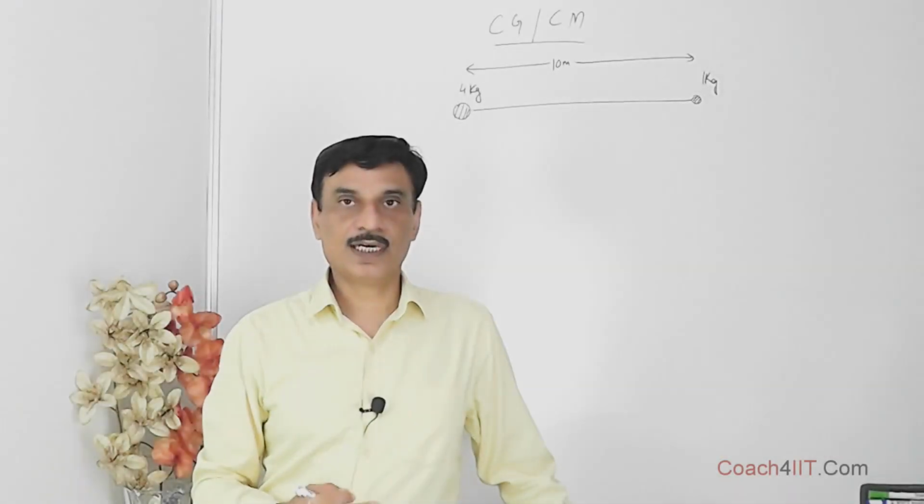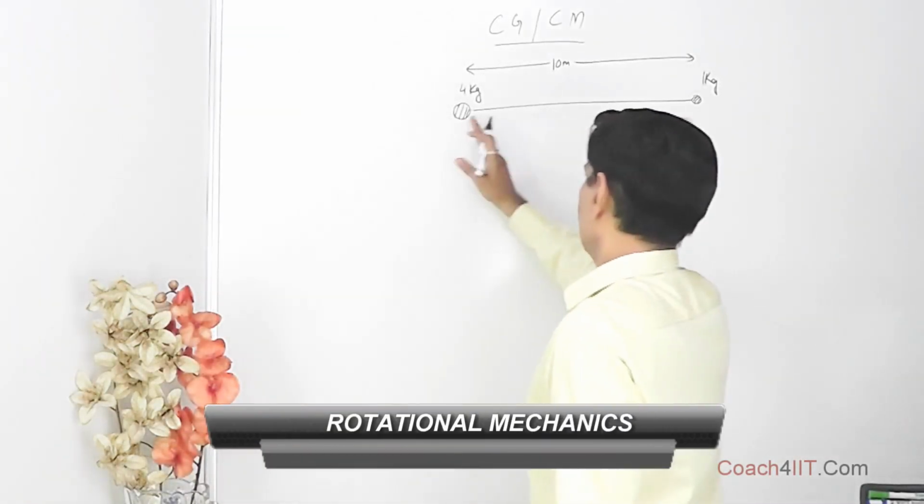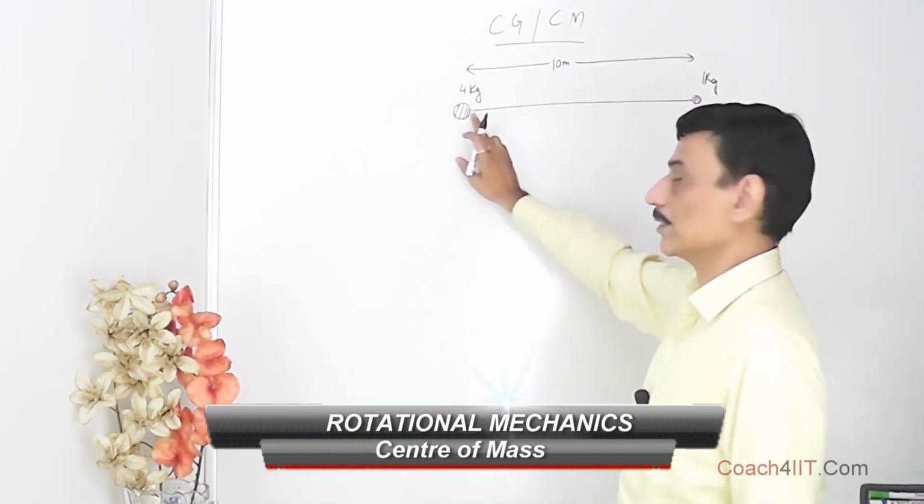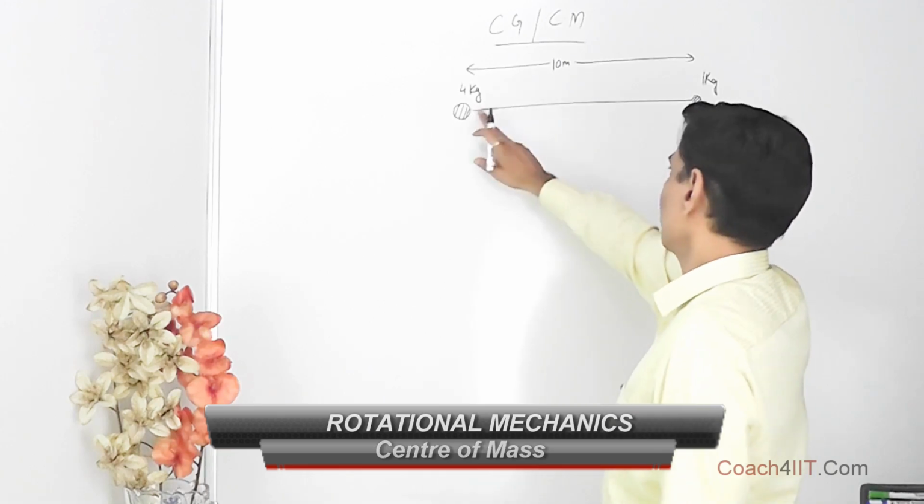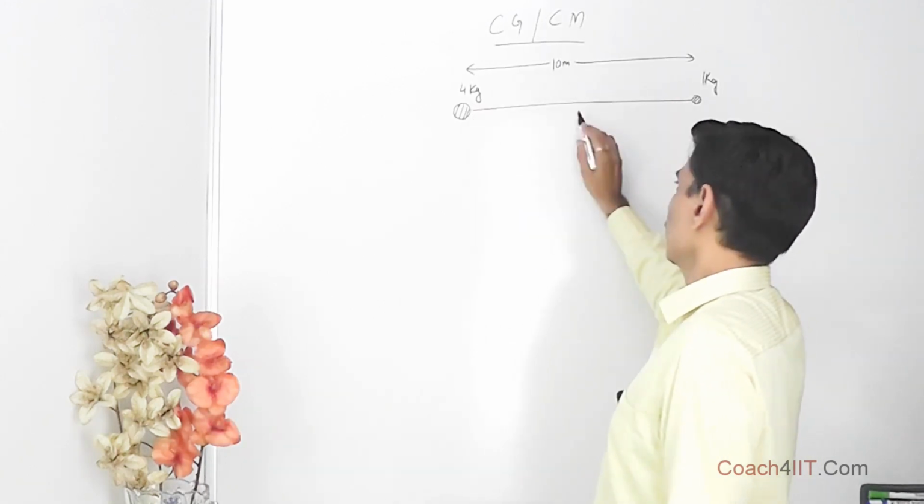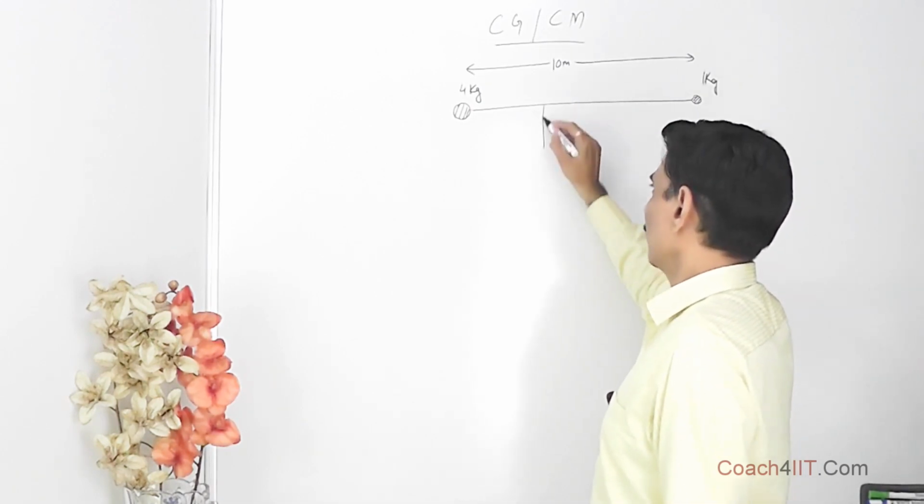Let's proceed further and find the center of gravity if one of the masses is 4 kg and the other mass is 1 kg. Once again, we can assume them to be connected by a massless rod, and this distance is given as 10 meters. So now we know that if we have to balance the whole thing, it should not be right in the middle, but somewhere over here.